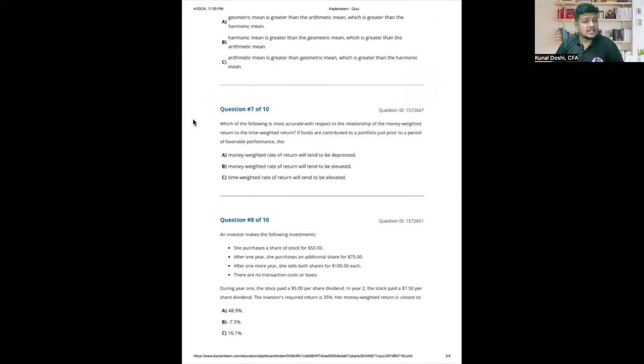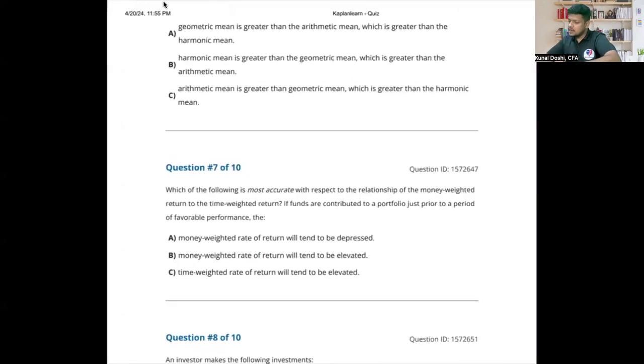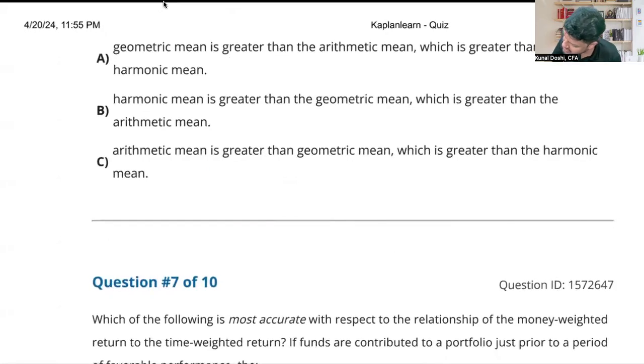The first choice is geometric mean is greater than arithmetic. Is it possible? No. Second, harmonic is greater than geometric, which is greater than arithmetic. Harmonic is greater than geometric? No, it is the least, right? So the second is also wrong. Third, arithmetic mean is greater than geometric, which is greater than harmonic. Yes, arithmetic is greater than geometric, which is greater than harmonic. Understood, everyone? Clear. Option C. Everyone with me?